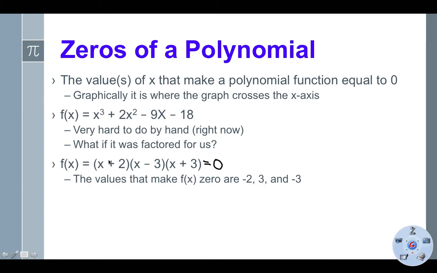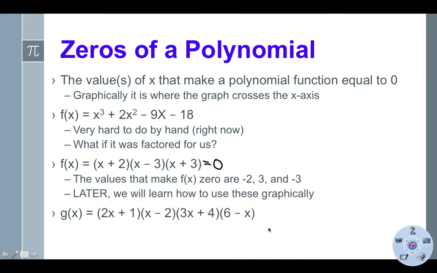And that comes from plugging in a -2 in this factor. If I plugged in a -2 here, this would be 0 times all of this junk, which makes 0. If I plugged in a 3 into the middle factor, that would make a 0 there. And if I plugged in -3, it would make a 0 on the right-hand factor. So these are the 3 zeros of the polynomial f of x. Now, this is a very quick thing. We are going to use these later in the study of polynomials, as I mentioned about graphing. So we're going to use those later, but let's look at a couple of examples.